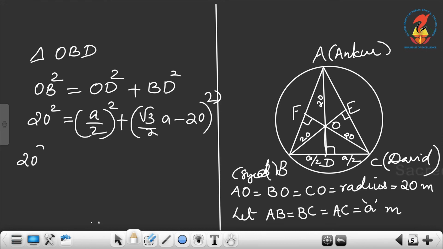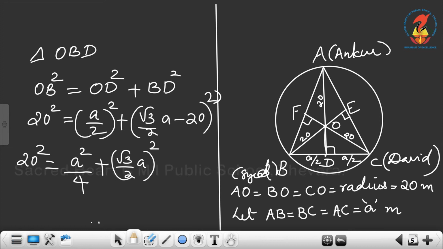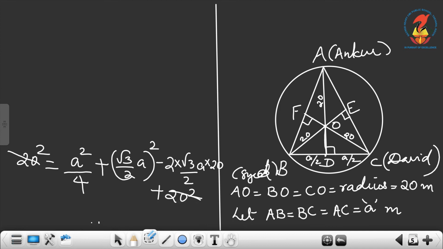So here we have to apply a minus b whole square. So it is a square by 4 plus a square, that means root 3 by 2a whole square, minus 2 into root 3 by 2a into 20 plus 20 square. So we can cancel off both the 20 squares and the remaining I am writing on the top.